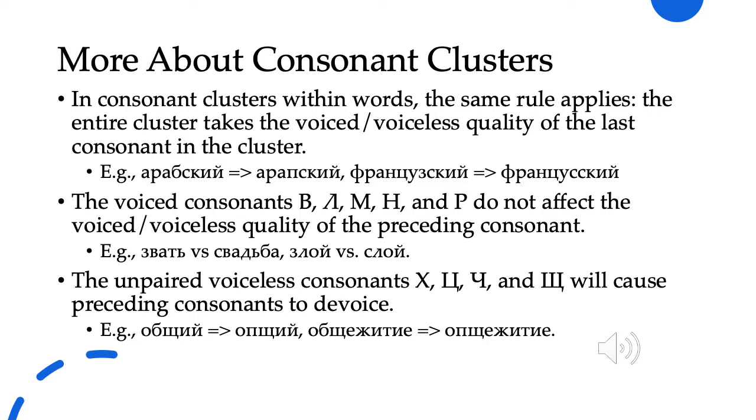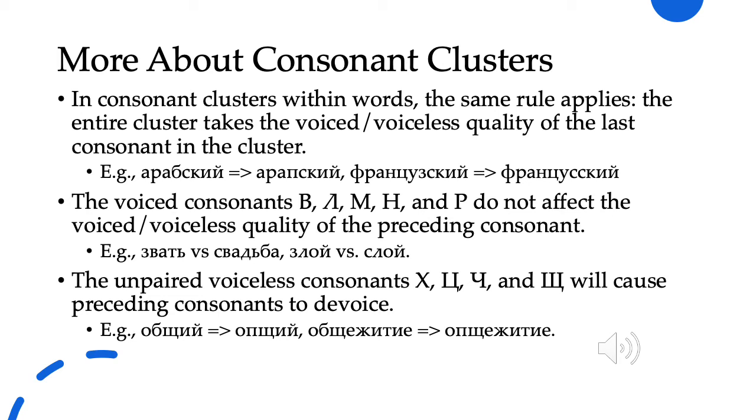The same thing applies with consonant clusters within words. You won't have the word final devoicing, but if you have a consonant cluster within a word, the voiced or voiceless nature of that final consonant in the cluster will cause all the preceding consonants to voice or devoice. So, for example, the adjective arabski, Arabic, is pronounced arabski. Or franzuzski, French, is pronounced franzuzski. So it's very common with these ski adjectival endings, you're going to devoice whatever comes before the ski.